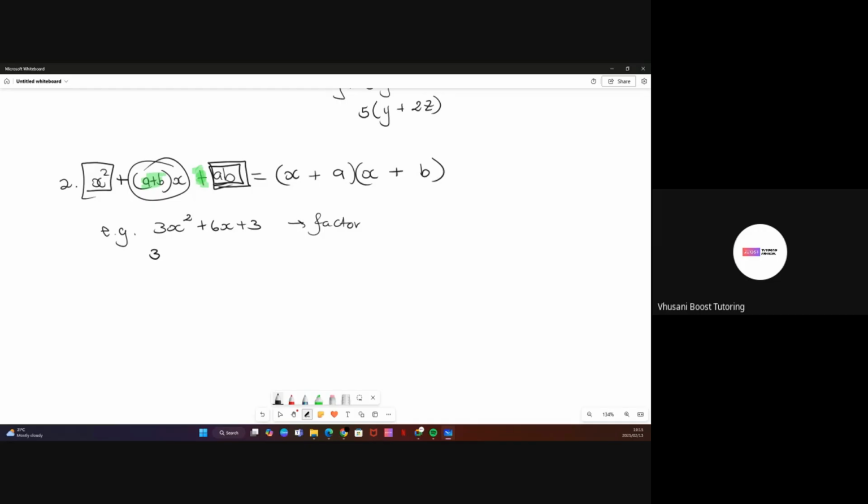So you take out a common factor of 3. Actually, don't just divide by 3, and then you don't show the 3 anymore. Take out a common factor of 3, and then inside the brackets, you would have x squared plus 2x plus 1. Are you guys with me on this? Perfect. So after you have taken out a common factor, then that's when we can now open two brackets.